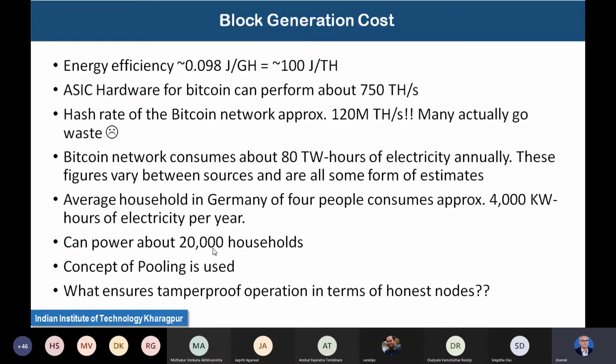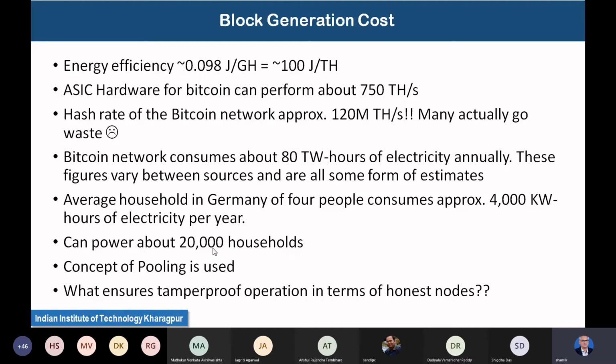And why waste? Because out of so many people trying, only the winner will have his block included in the blockchain and will get some fee for that. The rest attempted, but they failed, and the energy they spent was totally wasted.